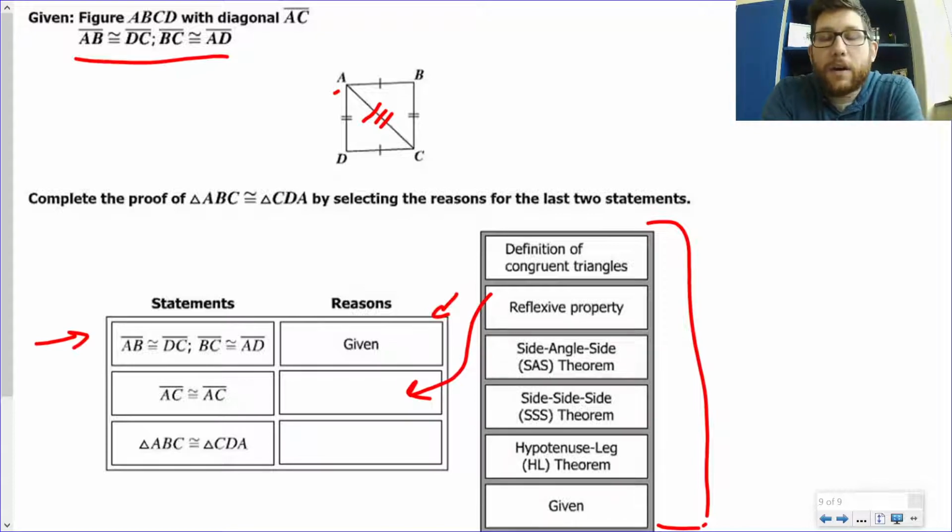All right, now I want to know, why are the two triangles congruent? Why is ABC congruent to CDA? Well, I take a look. I've got a side, and a side, so this should be side, side, side theorem. All right, so that's a nice, easy drag and drop proof.